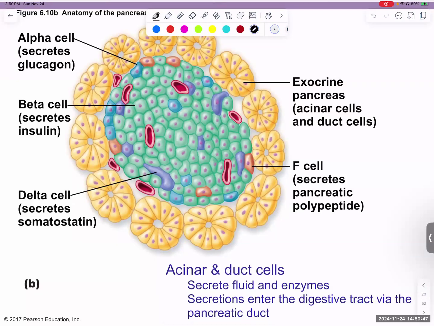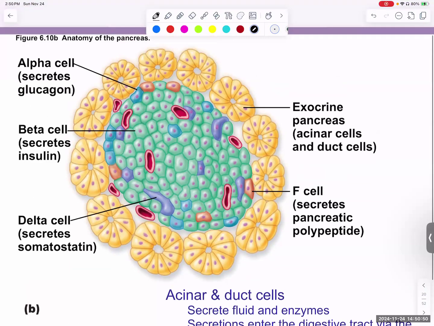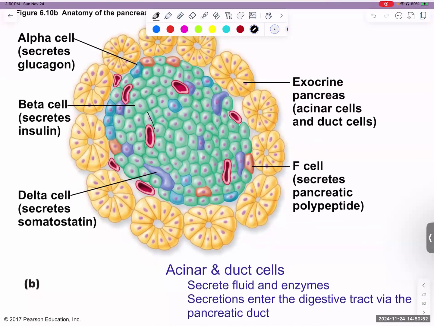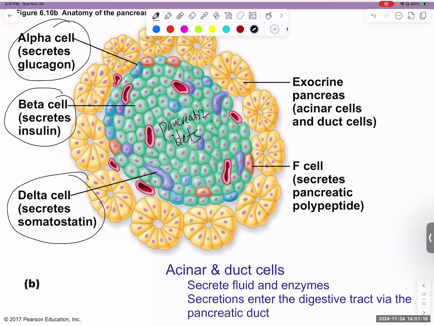Looking at the anatomy of the pancreas, this is the islet, we'll just call it pancreatic islets. You're going to have your alpha cells, which secrete glucagon. You're going to have your beta cells, which secrete insulin. You have delta cells that secrete somatostatin. And then on the outside, you have the exocrine part, and we talked about this in chapter 20. This is for digestion of nutrients.